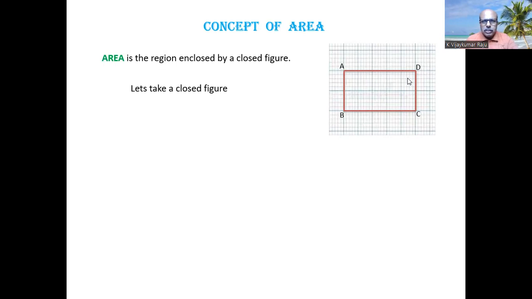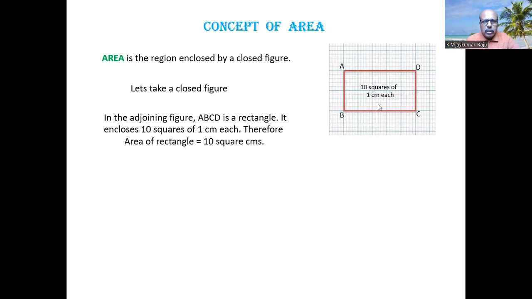Now, what is this? This is a rectangle, and this is 1 square centimeter. This is the second square centimeter, third, fourth, fifth, six, seven, eight, nine, 10. So it encloses 10 squares of 1 centimeter each. In the adjoining figure, ABCD is a rectangle. It encloses 10 squares of 1 centimeter each. Therefore, the area of the rectangle is 10 centimeter square.